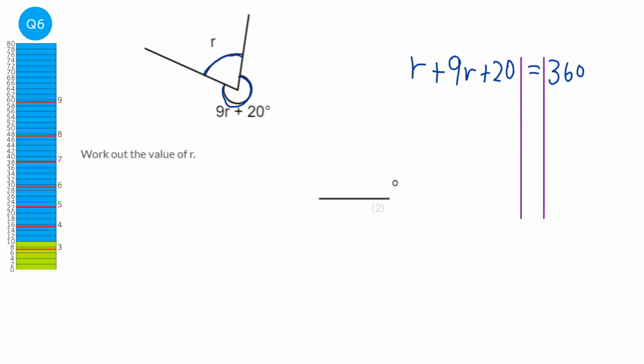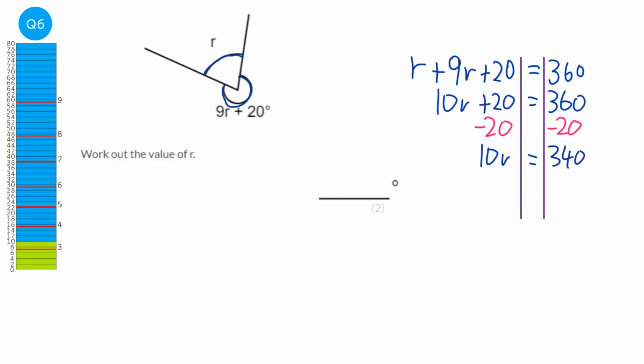So first of all, let's add the r's together. And so that will be 10r plus 20 equals 360. Then we're going to subtract the 20 from both sides. So we have 10r equals 340, and then we're going to divide by 10 both sides. So we have r equals 34. So our answer is 34.